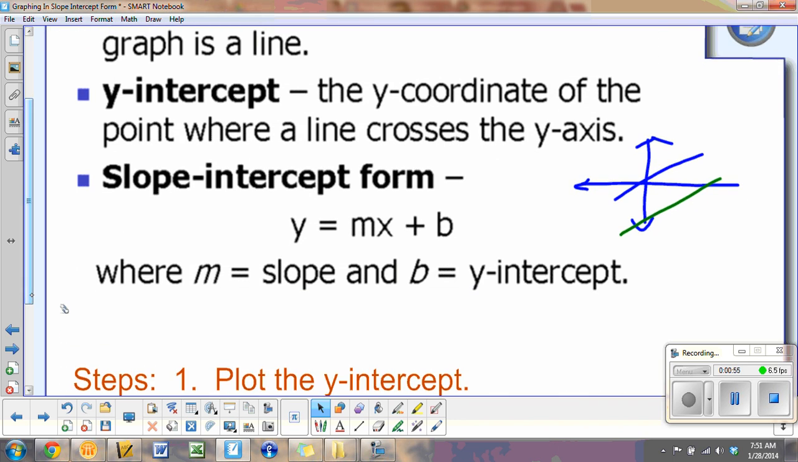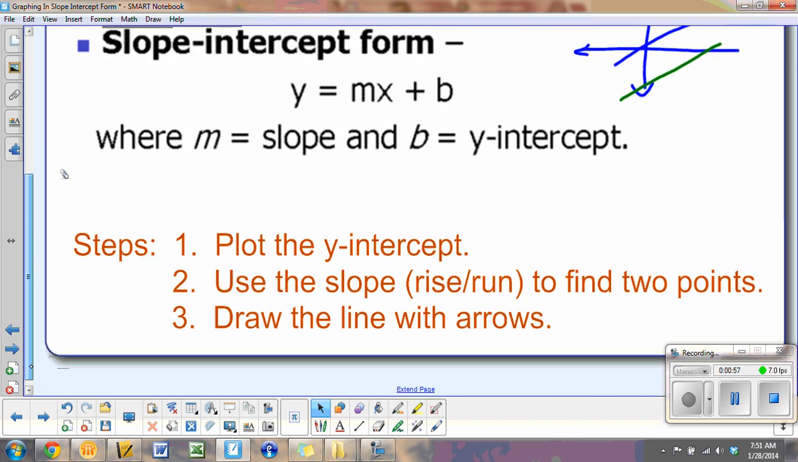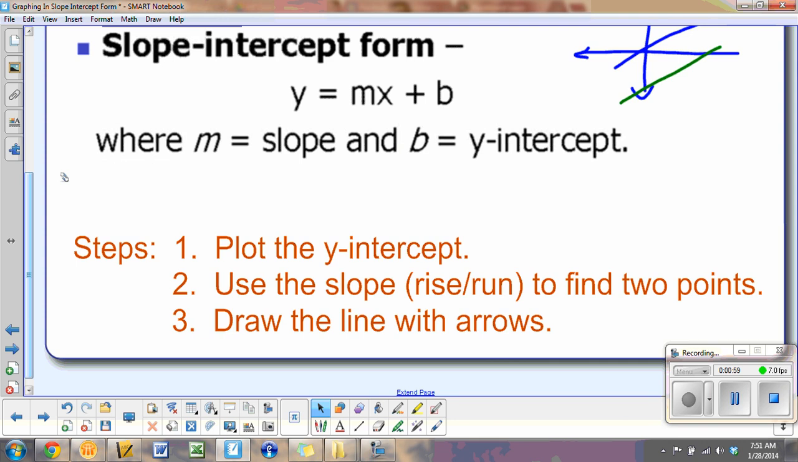And then, of course, the slope. We've talked a lot about the slope and how it's the rise over the run. So the steps: you're going to plot the y-intercept, use the slope to find 2 points, and then draw your line. The thing you have to remember about the y-intercept is you have to start here. The y-intercept is your b, it's your beginning. I like to say the b is the beginning because that's where you have to start. You can't graph a slope until you graph your y-intercept.